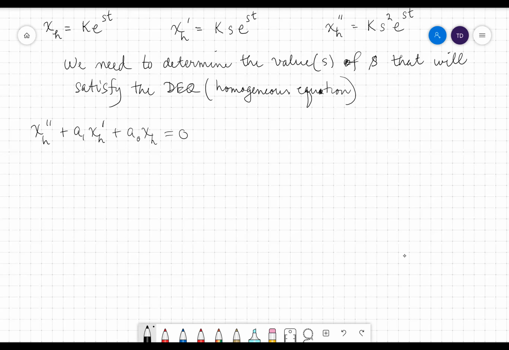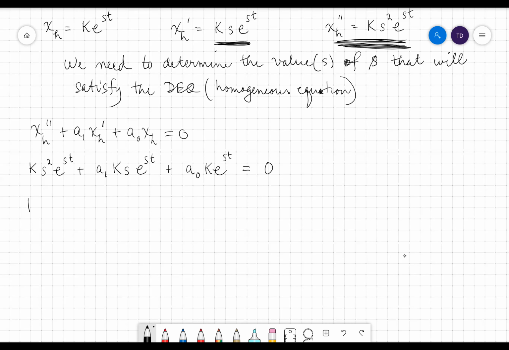Okay, now I'm plugging in. Here's the second derivative right up there. I'm going to plug that in. K s squared e to the st plus a1 x_h prime, this one right here, k s e to the st, plus a0, and then the last one, k e to the st. It's equal to 0. Now from here, believe it or not, it gets pretty easy.